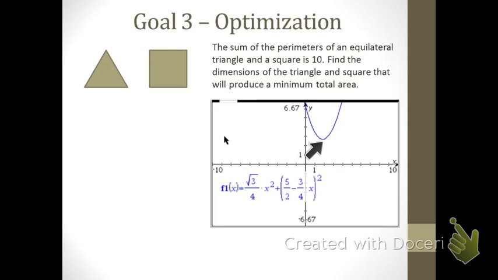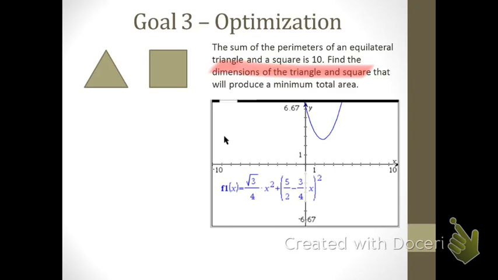So we really only have to plug in 1.88 into the area function to find out what the minimum area is. Though that's not what the problem asked. What the problem asked is what are the dimensions of the square and the rectangle, or sorry, of the triangle and the square that would produce that minimum total area.